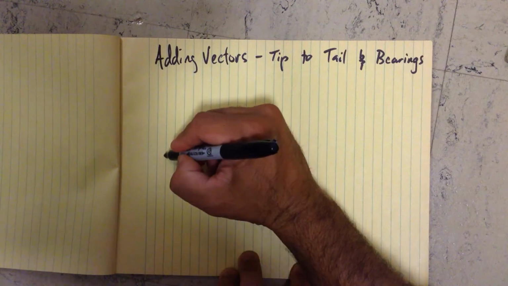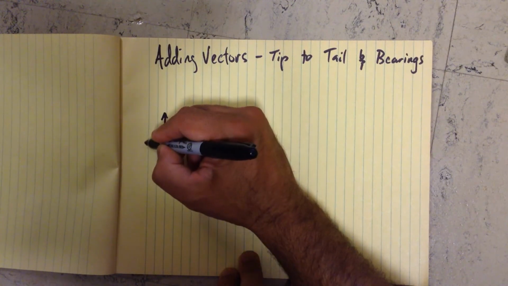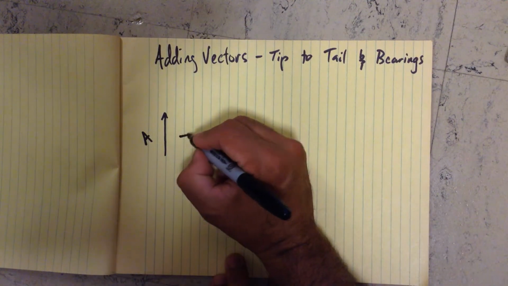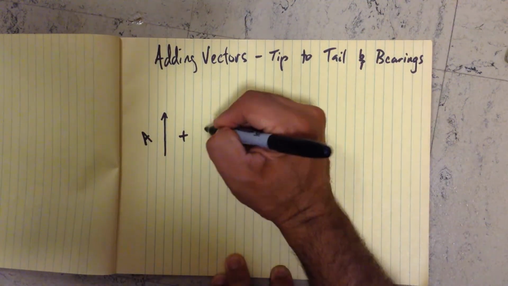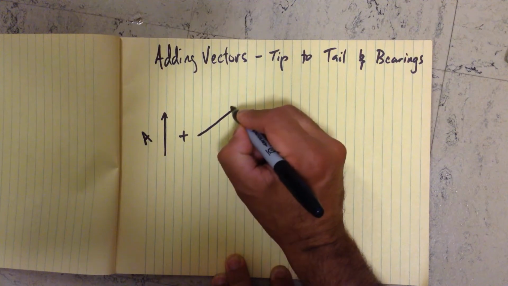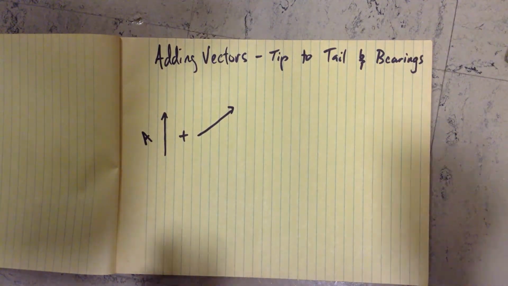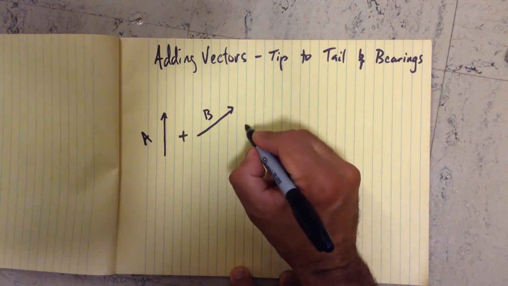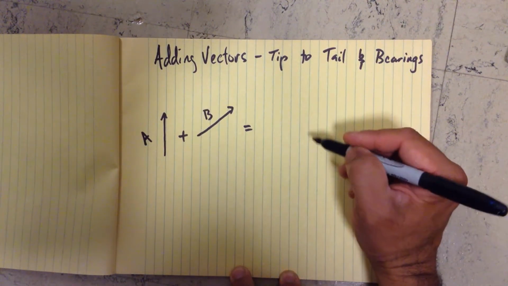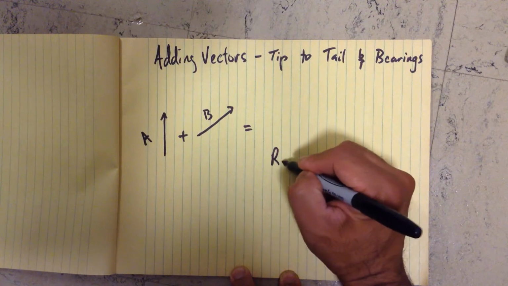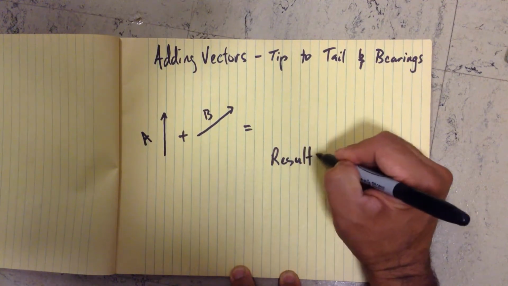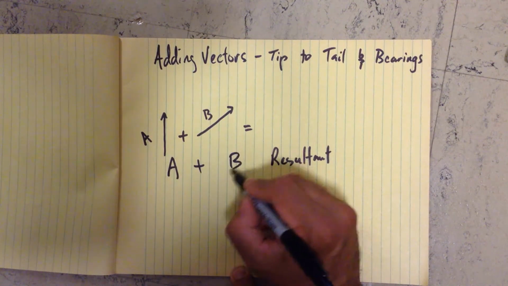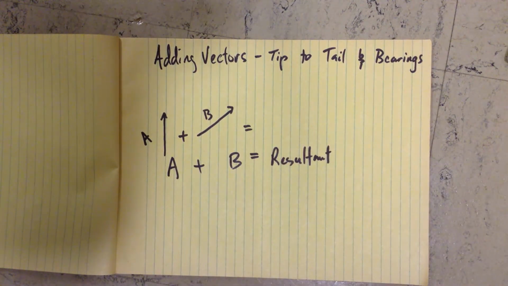Let's say I had vector A, and that vector is pointing north. To that I want to add vector B. Let's say it's pointing somewhere up into the northeast quadrant, we're not sure where yet. And I want to get a value of that as the resultant vector in the form of A plus B is equal to R, the resultant.